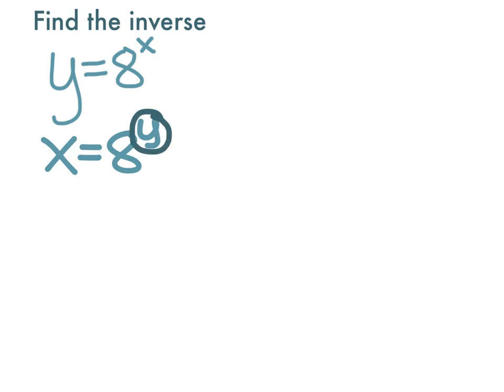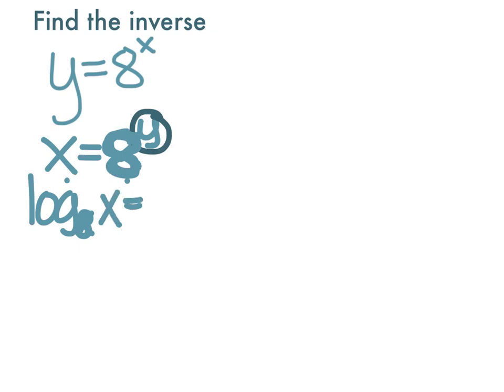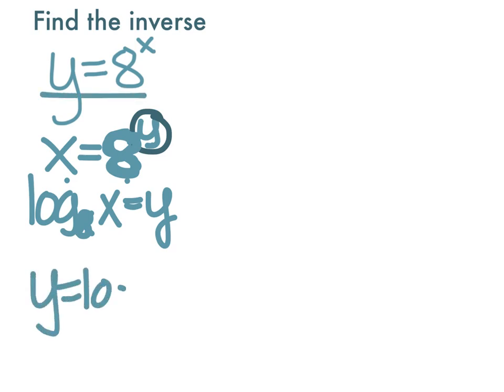In order to get your exponent down, we have to write it as a logarithm. We'd say log base 8, because this is our b. Even though I've written it in a different format this time, the base with the power is always the base. And then of x equals our exponent y. So the inverse of y equals 8 to the x is y equals log base 8 of x.